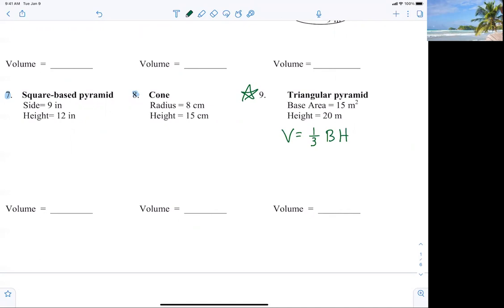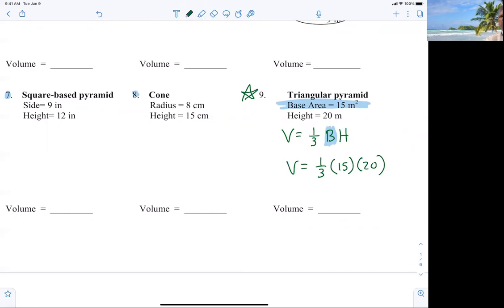They already give you the base area, so highlight base area. And say that goes in for B. I want to make sure everybody understands that. So volume equals 1/3. What's the base area again? And what's the height? So somebody calculate that volume, please.